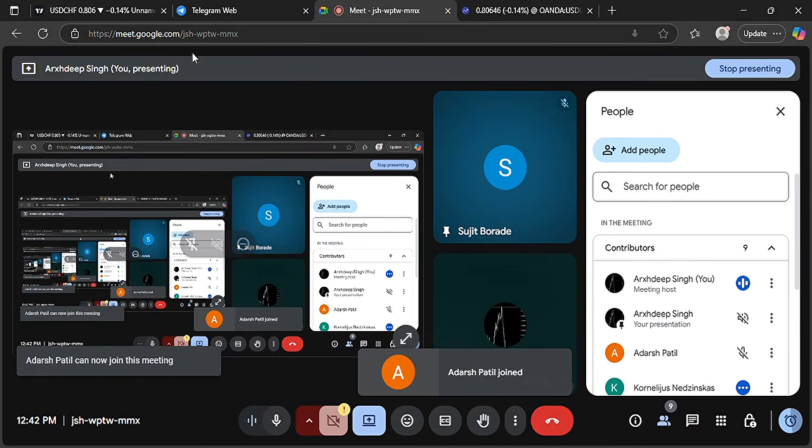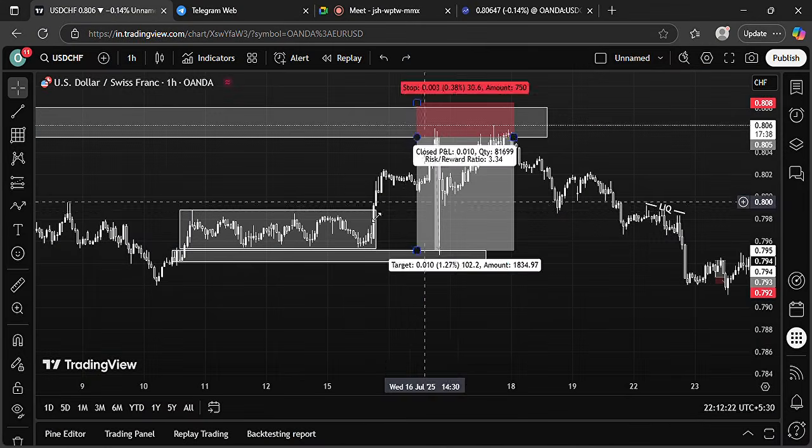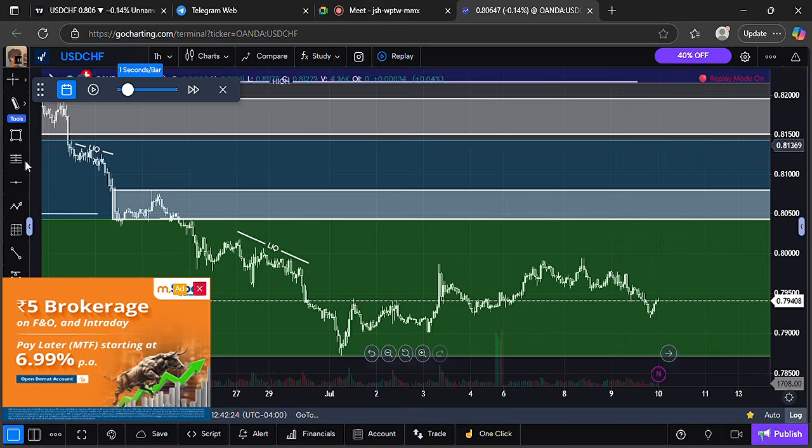Do you guys have any problem with this zone? Why I marked it, how it is a strong zone? No. Kindly repeat it once again if you can. Okay.